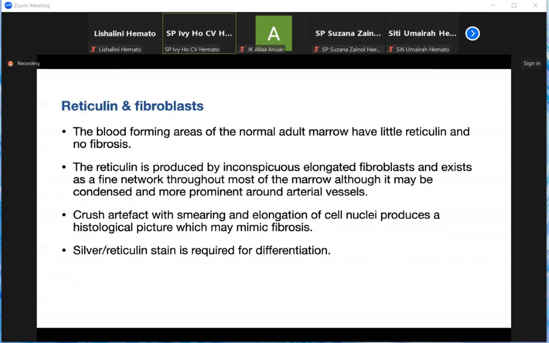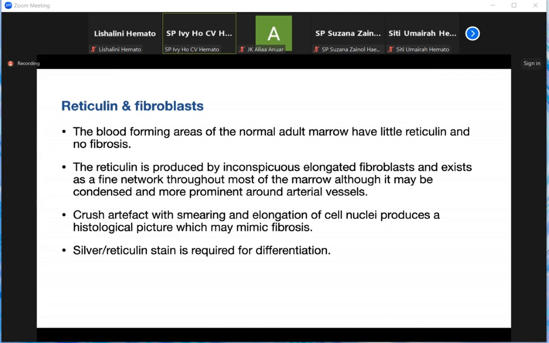Reticulin and fibroblasts form part of the stroma of the bone marrow. Normally in a normal adult marrow, we have very little reticulin, and you don't see fibrosis. These reticulin fibers are produced by the elongated fibroblasts, and they exist in a very fine network distributed evenly throughout the marrow. Of course, in a normal marrow, they will be slightly more dense and more obvious around the vessels.